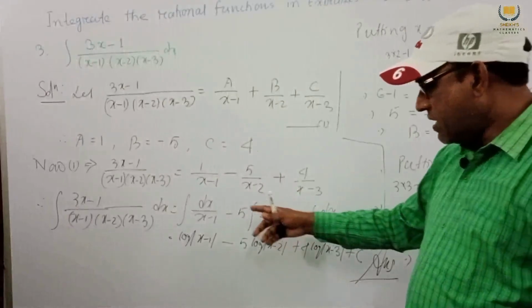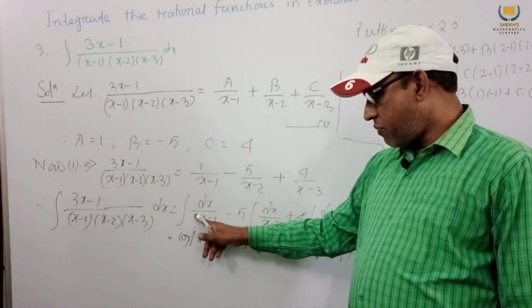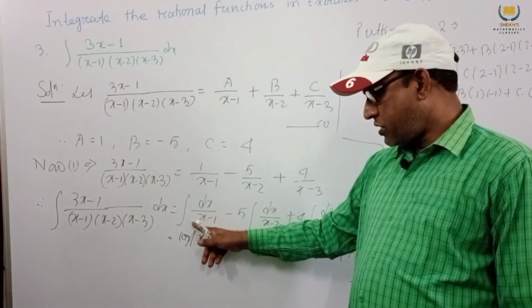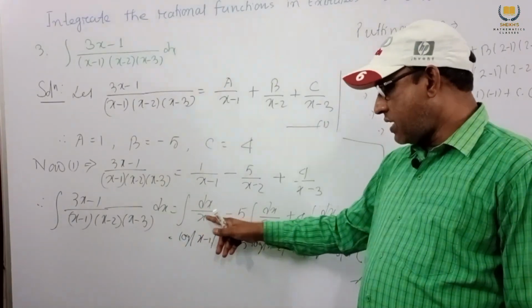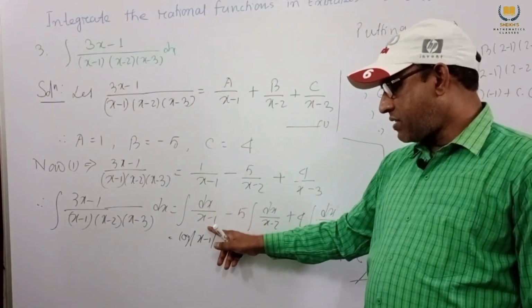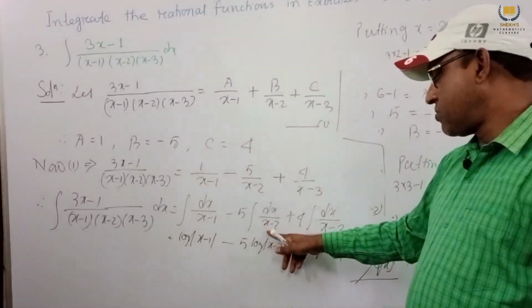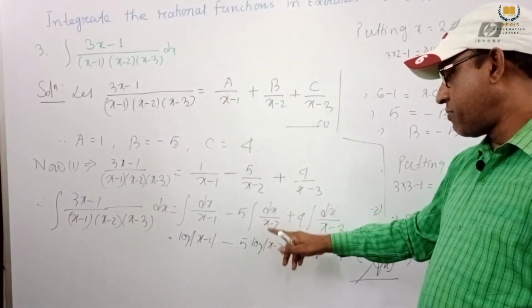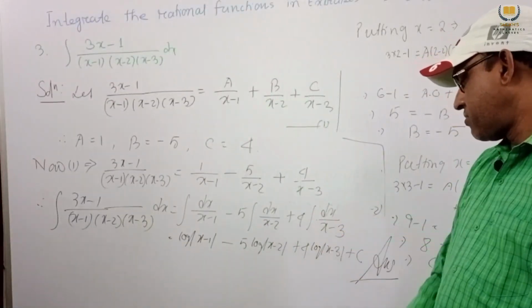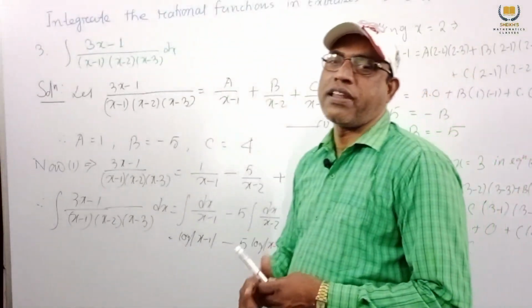No need to take. Just you have to remember, if the coefficient of x is 1 and positive, then we consider the whole as x, dx by x is log x. And here also 1 and positive, dx by x is log x. And here also dx by x is log x. And this is the final answer.